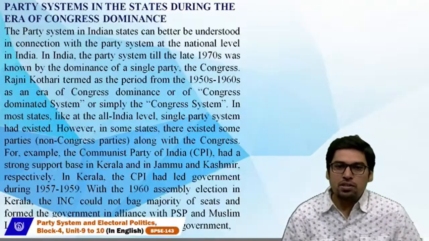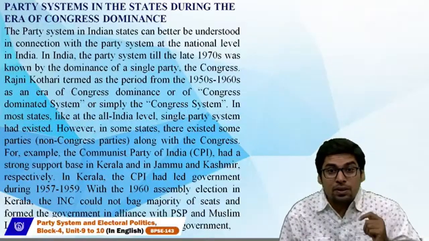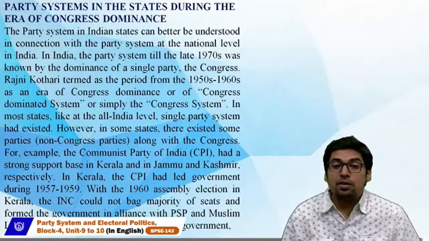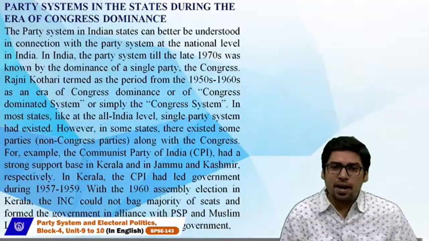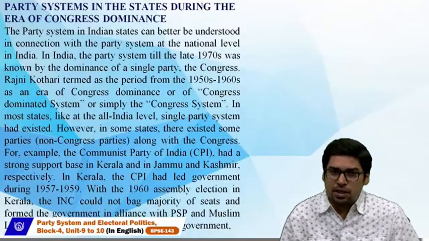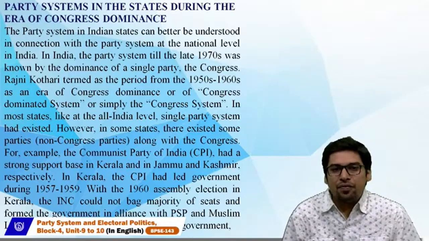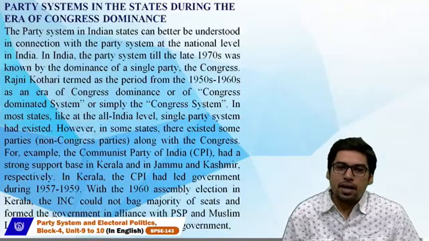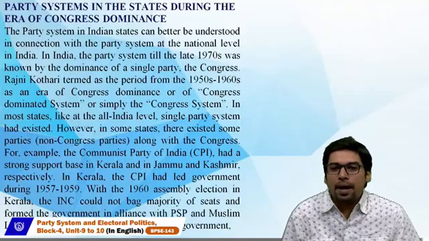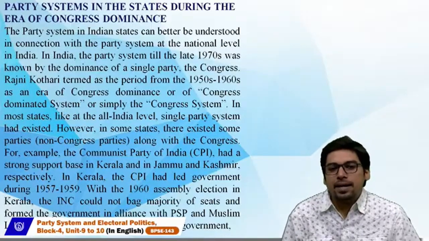However, in some states there existed some non-Congress parties along with the Congress. For example, the Communist Party of India, basically the CPI, had a strong support base in Kerala and in Jammu and Kashmir respectively. In Kerala, the CPI led the government during 1957 to 1959. In the 1960 assembly election in Kerala, the INC could not get a majority of seats and formed the government in alliance with the PSP and the Muslim League.